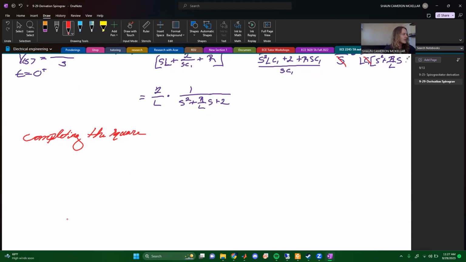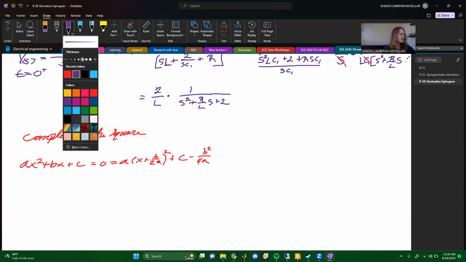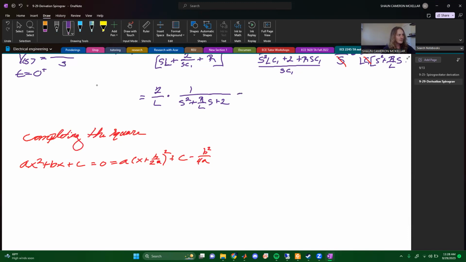Okay, so completing the square, we know that ax squared plus bx plus c equals 0. So we can set any quadratic equal to 0, and we can factor it like this. It's a times x plus b over 2a all squared plus c minus b squared over 4a. So let's apply this equation to our denominator of I of S.